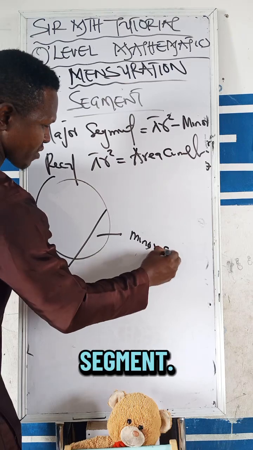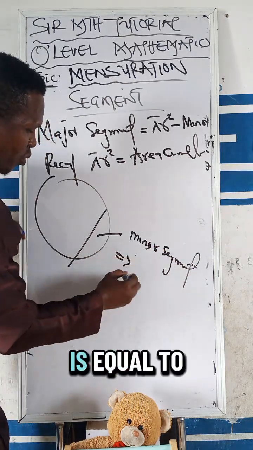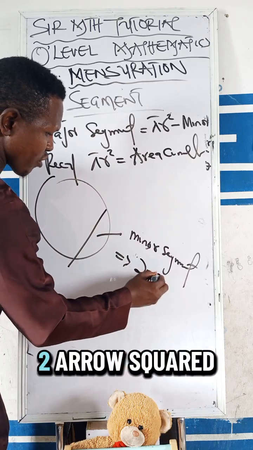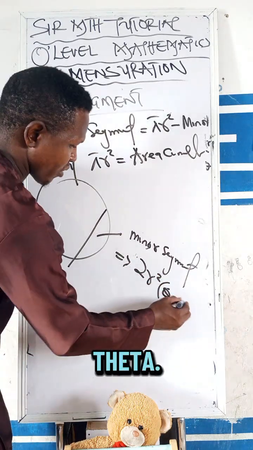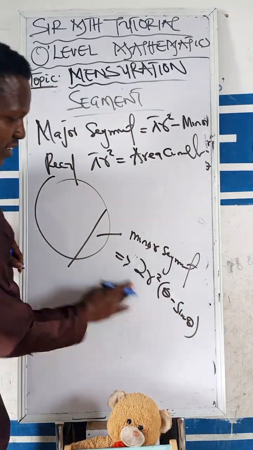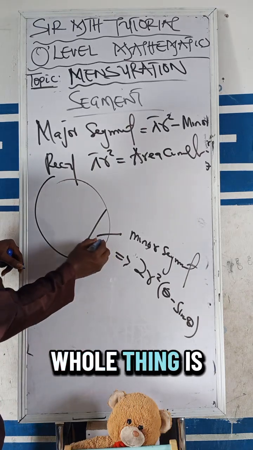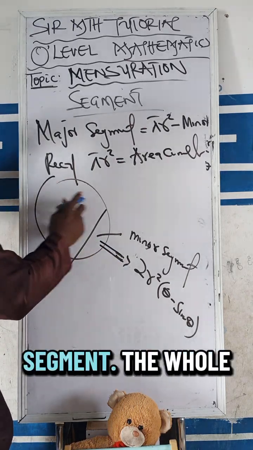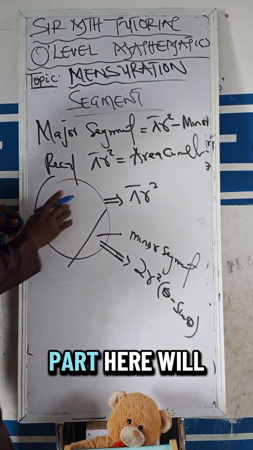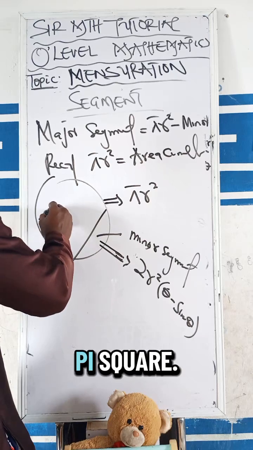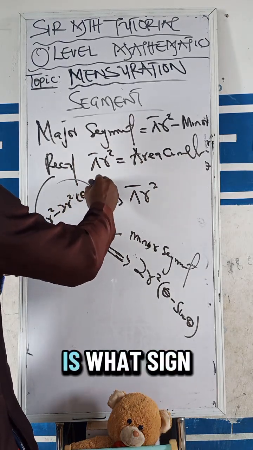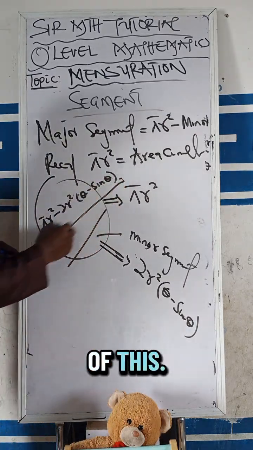The minor segment in radians, let's summarize it, is equal to 1 over 2 r squared times theta minus sine theta. This is the formula. So this whole thing is the minor segment. Then for the major segment, the whole circle is pi r squared, so the remaining part will be pi r squared minus 1 over 2 r squared in brackets theta minus sine theta. Please take note of this.